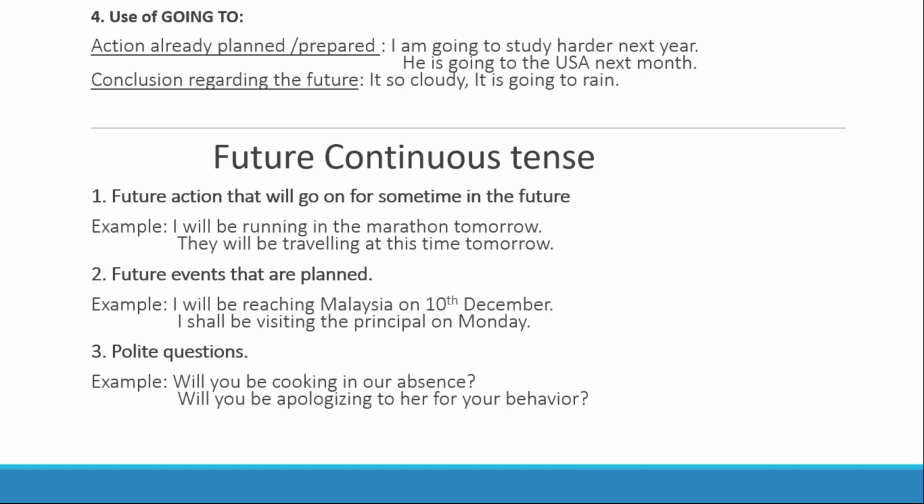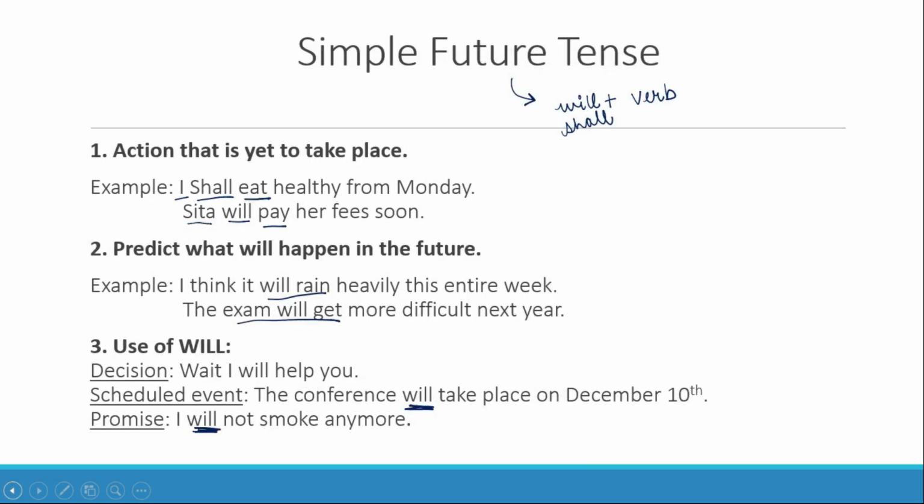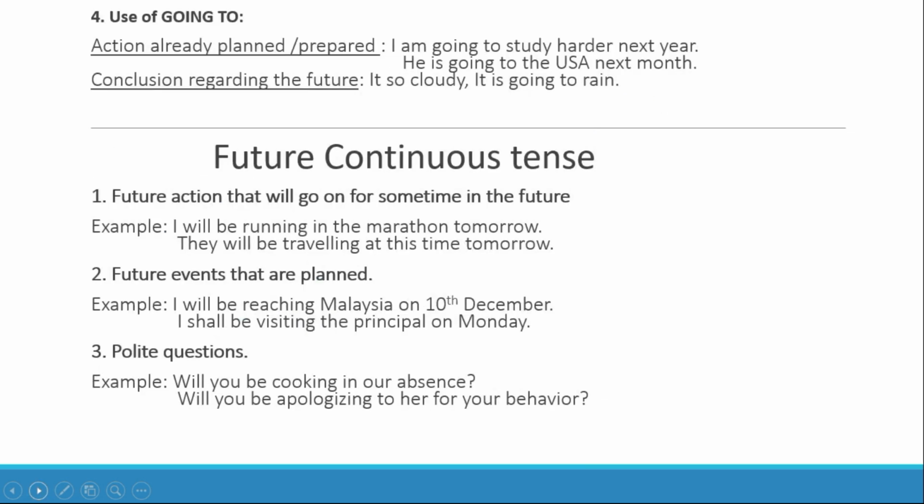And if it is a conclusion regarding the future, it is so cloudy, it is going to rain. Okay, so you have made a decision and you're concluding it. So it is cloudy and it is going to rain. बारिश होने वाला ही है. So it is going to rain. So these are the times when we are going to use the words going to. So I hope simple future tense is clear. So we're going to use it if the action is yet to take place, if you're making a prediction about the future, okay, or if you have made a decision that this is going to happen.